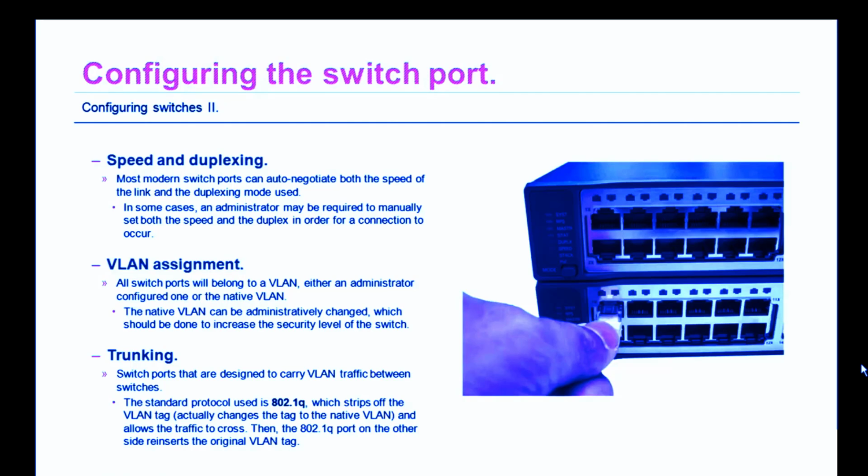Then there's trunking. Trunk ports are switch ports that are designed to carry VLAN traffic between switches. The standard protocol used is 802.1q. 802.1q strips off the VLAN tag. Actually, it changes that tag to match the native VLAN, which allows the traffic to cross over the port, and then once on the other side, the 802.1q port on the other side reinserts the original VLAN tag. And that is trunking in a nutshell.